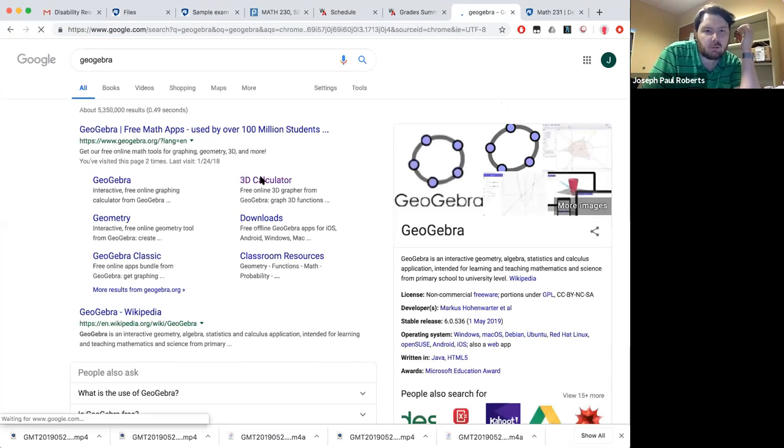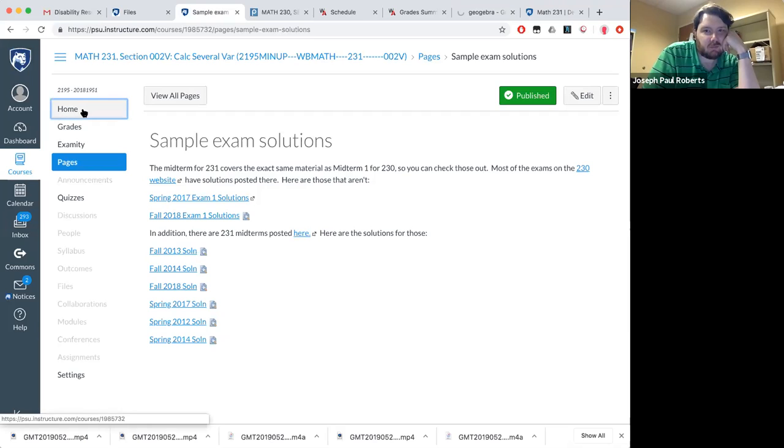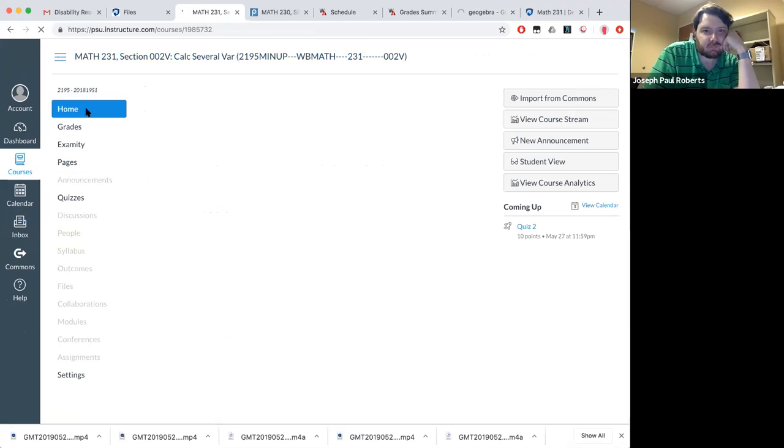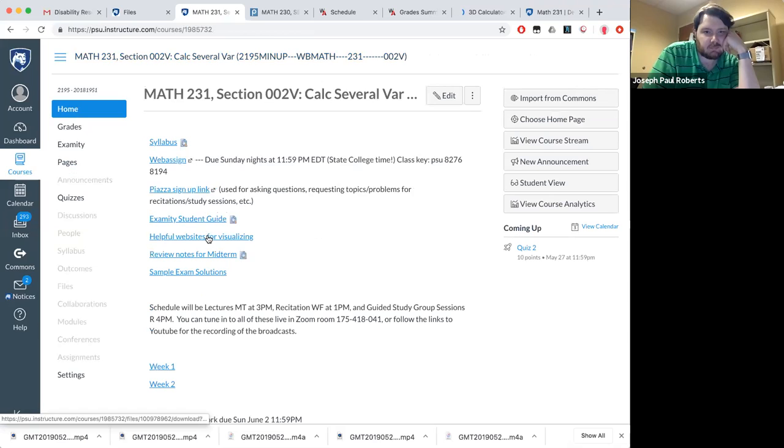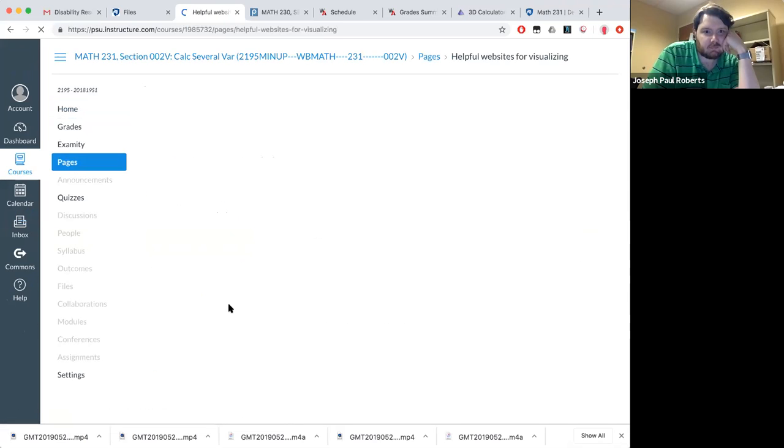GeoGebra. 3D calculator. Okay. Let me get there from Canvas. I'm blaming Penn State's internet.